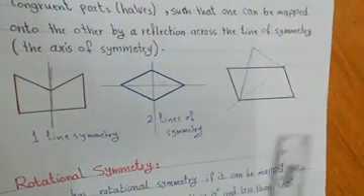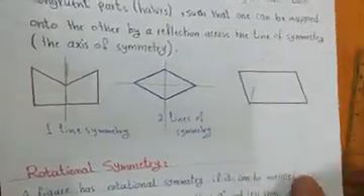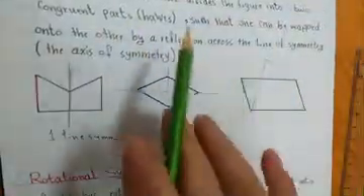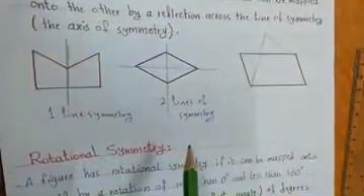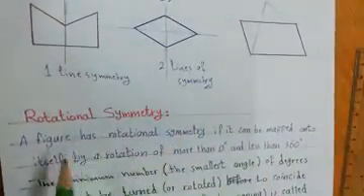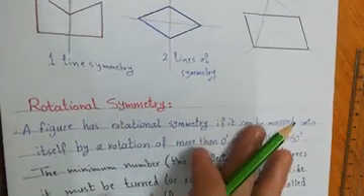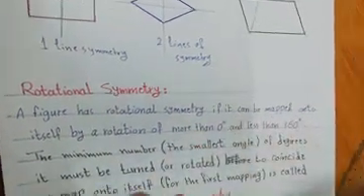Okay, let us talk about another kind. That was the line of symmetry, which I talked about. Now I will talk about what we call rotational symmetry. What is rotational symmetry?